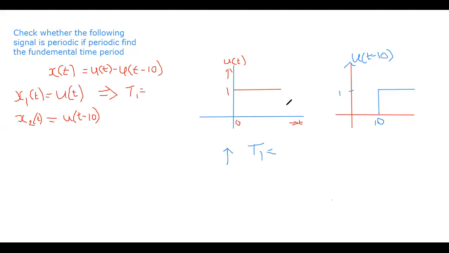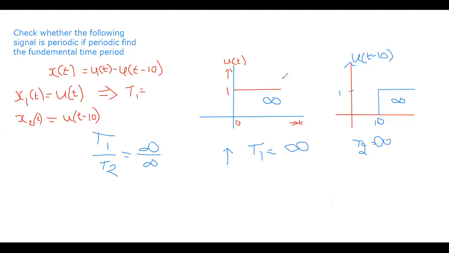No. Why? Because the area under the curve is equal to infinity. Similarly, for u of t minus 10, the area under the curve is also equal to infinity. So in both cases, T1 is equal to infinity and T2 is also equal to infinity. So the ratio T1 by T2 is infinity by infinity, which is undefined. So that particular signal is not a periodic signal.